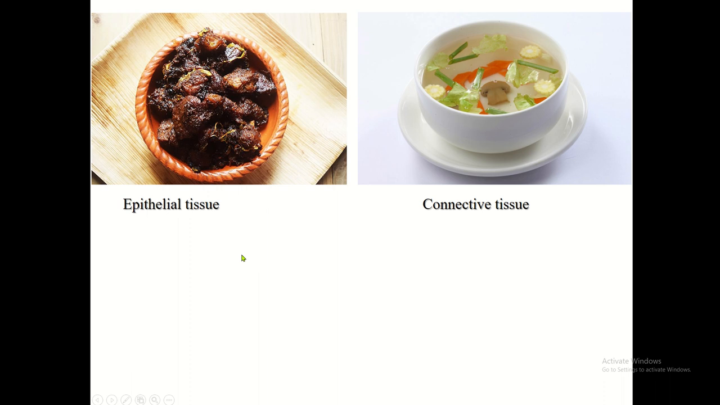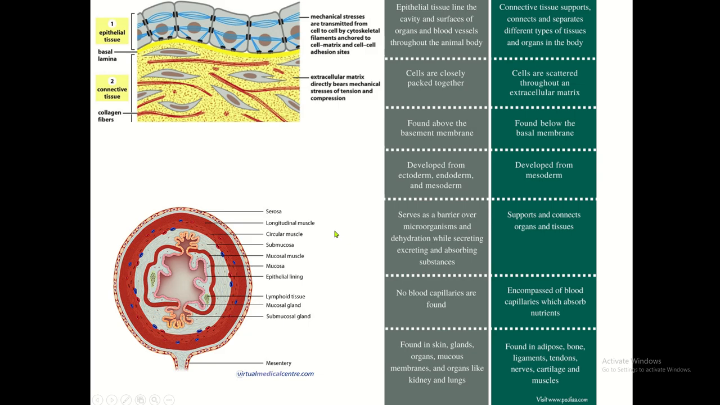The basic difference between epithelial tissue and connective tissue: epithelial tissue contains a large number of cells with little extracellular material or matrix. In connective tissue, the cell number is less, but the amount of extracellular matrix is huge.